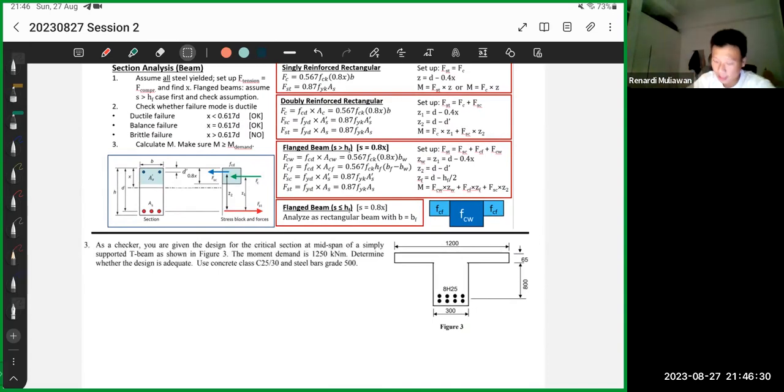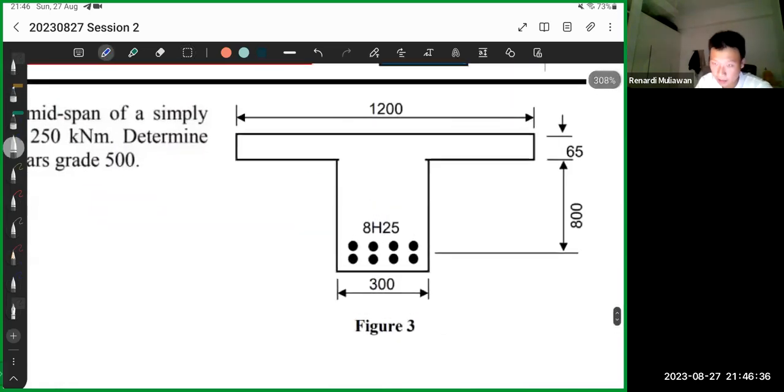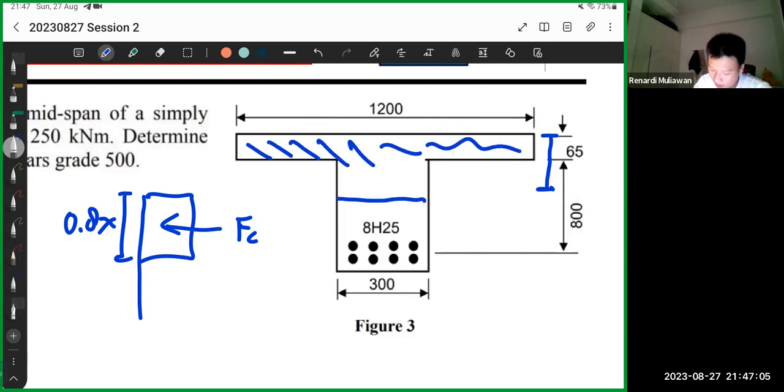The difference is, if you look at the section, there are two cases for flange beams. Remember, if you draw the stress diagram for concrete, this FC, let's say, is 0.8x. You can imagine two cases: 0.8x can be here or it can be here. If it's below the flange, the compression is all of this. That's the first case.